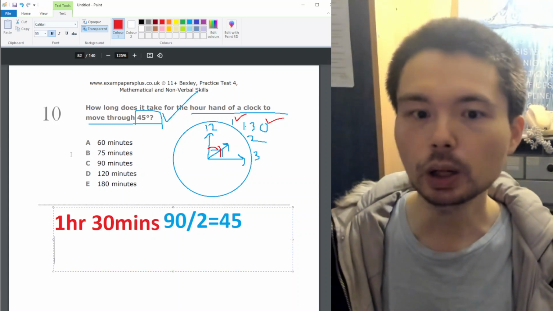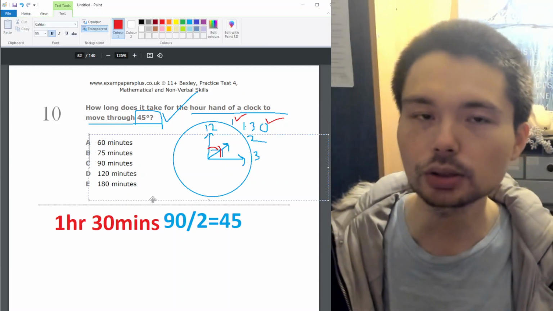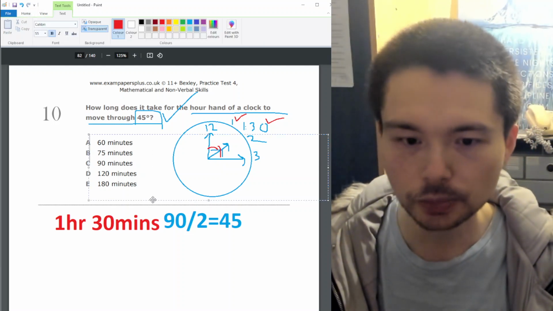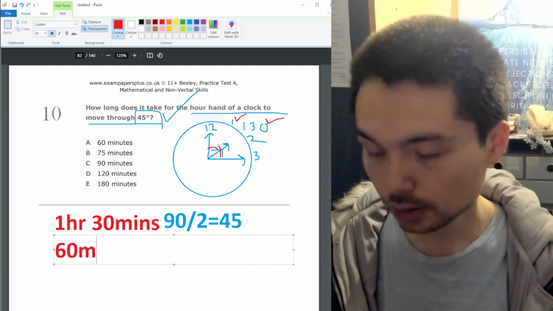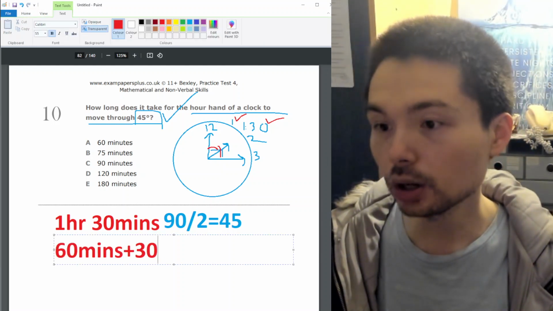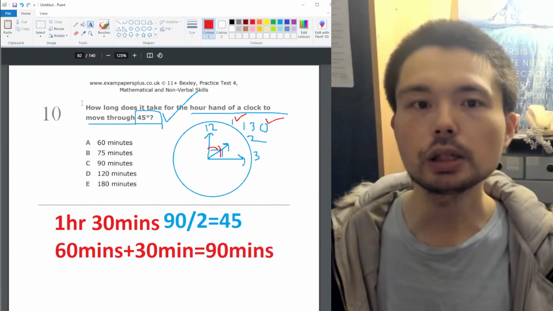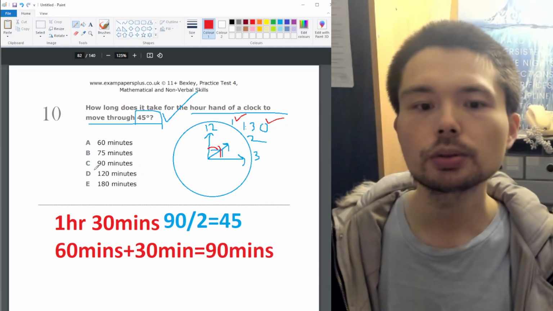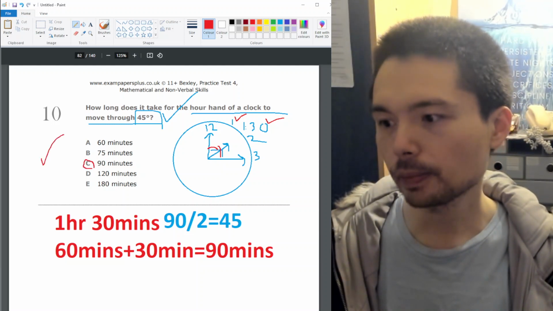Now they've just gone for one extra step. Look among your answers, they like to do this in the Bexley test. It's always one extra step. Change it into minutes. We know 1 hour is 60 minutes. We still have 30, so 90 minutes is the answer. Good. The answer is C. Tick. Next question.